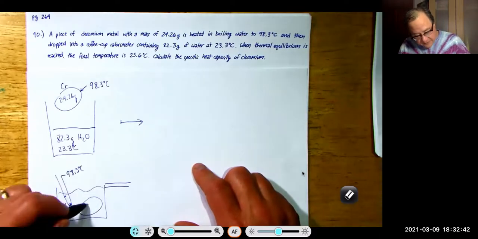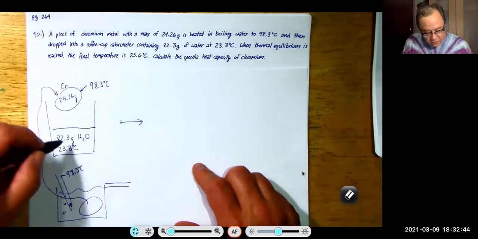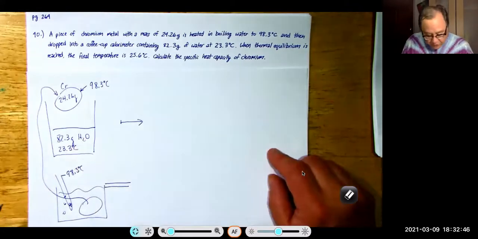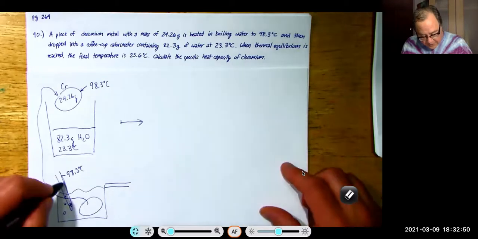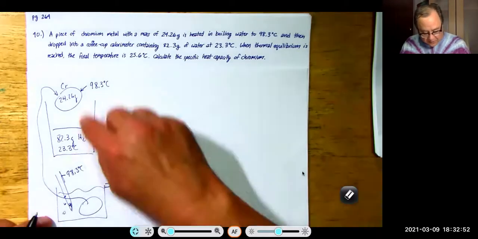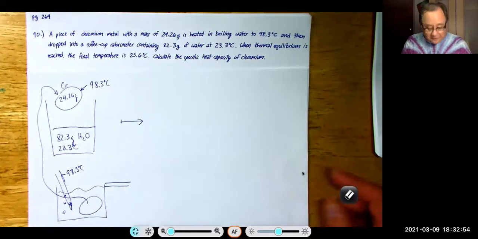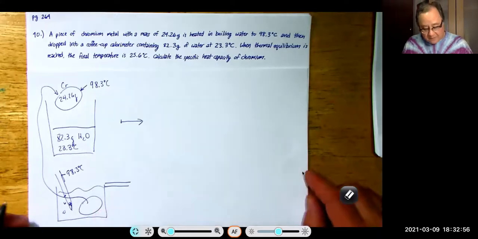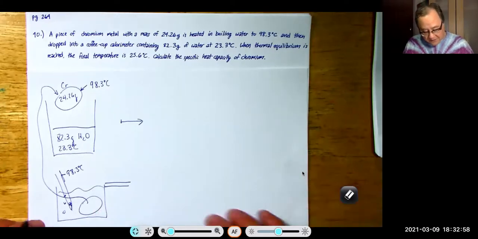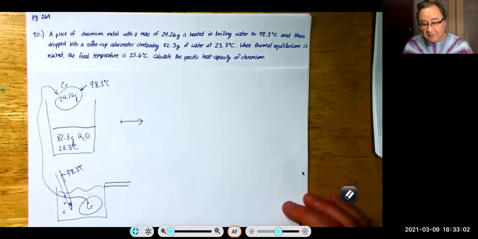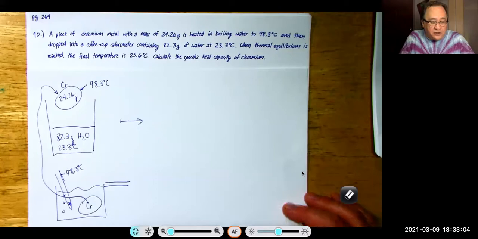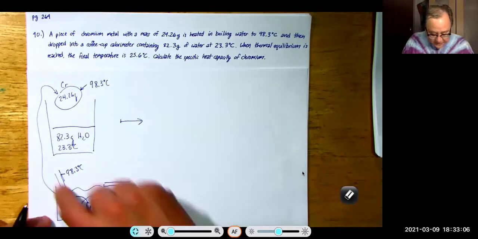Then you take that piece of metal and you quickly transfer it into the water, but you don't transfer any of this water. So what might be a good way to transfer this piece of metal into this water? Maybe a pair of tongs if it's one piece. But what if you have a bunch of pieces of metal, like say a bunch of pennies? What might you do to transfer this into here?